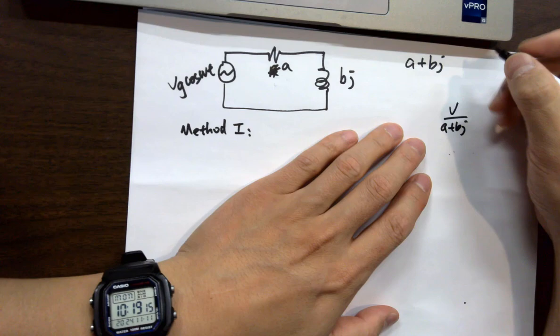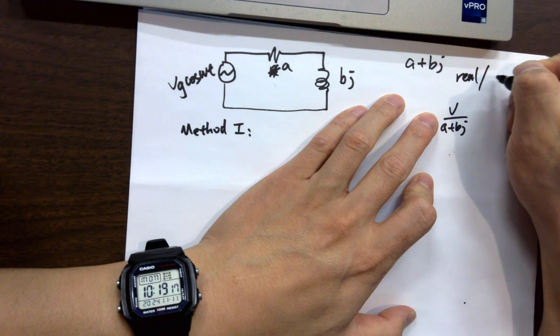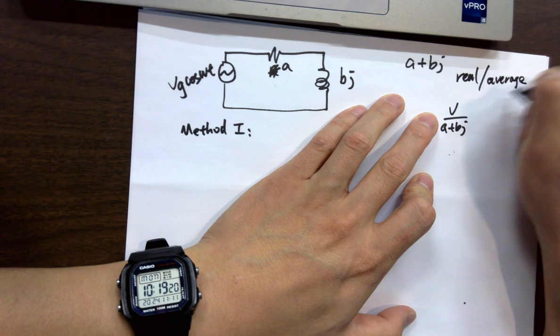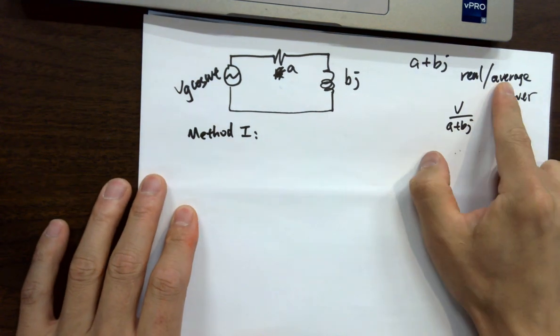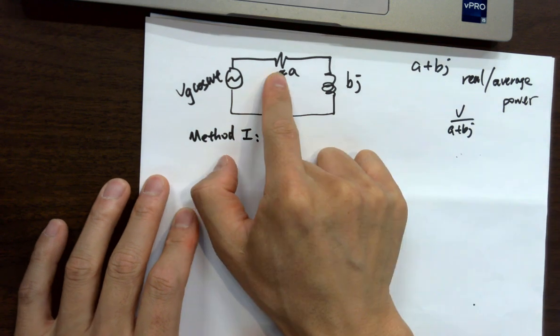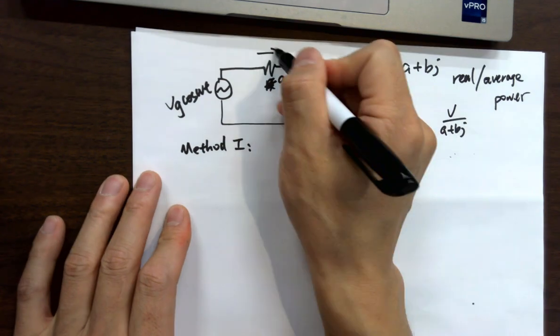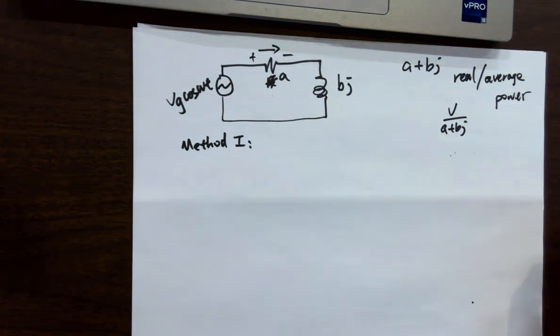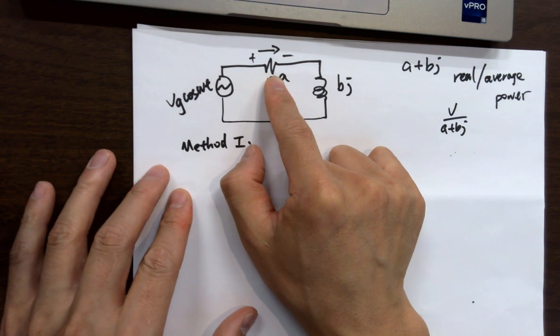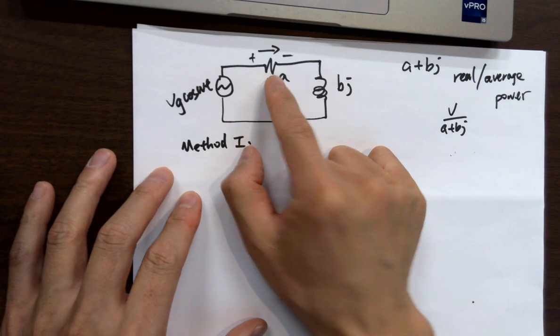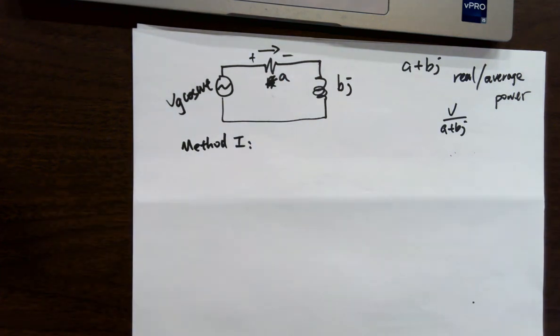Real or average power, the same thing, okay? Just different terms. Real or average power, because only the resistor is consuming real or average power. So if we just look at the resistor, if we can get a voltage here and the current here, we're done. And we know that the voltage and current for the resistor are in phase. We don't even need to worry about the phase shift between current and voltage. We just need to find out the RMS values of the voltage and current, and then we are done. Does that make sense?